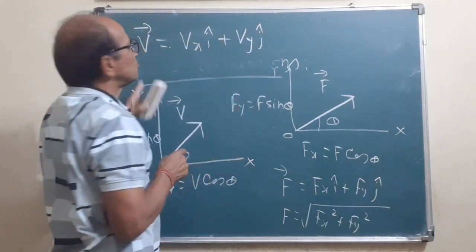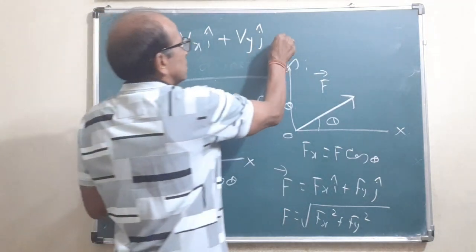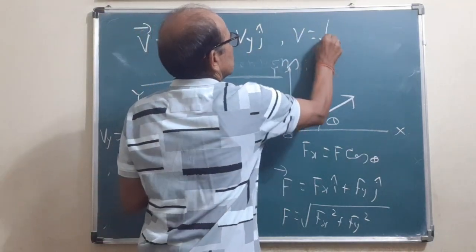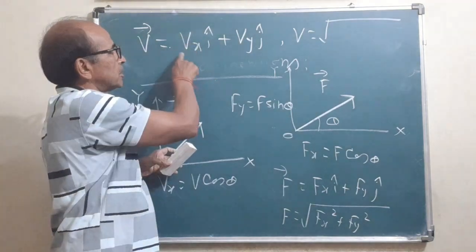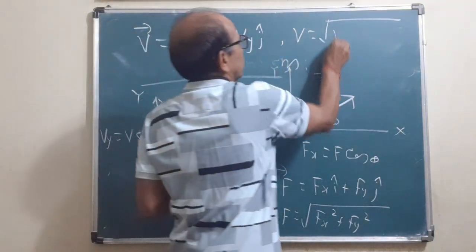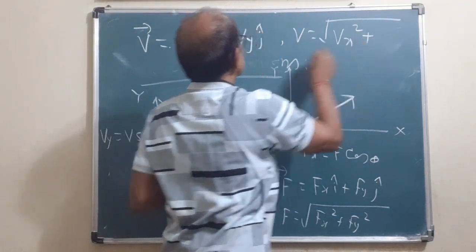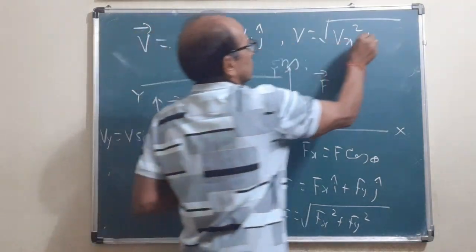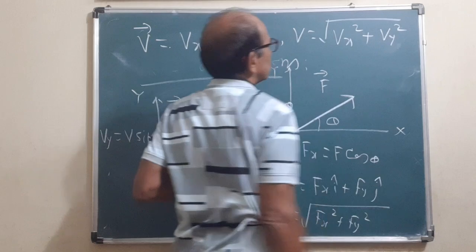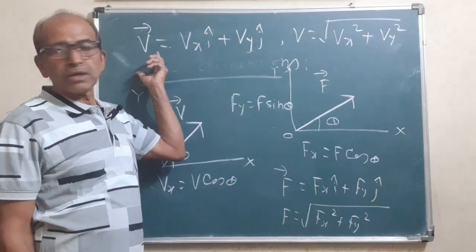Magnitude of this velocity, v, is under root of the square of the coefficient of i, vx square, plus the square of the coefficient of j, vy square. So magnitude in this way you can find out.